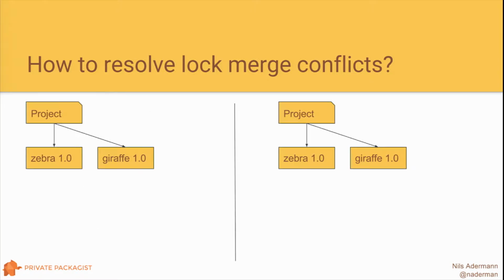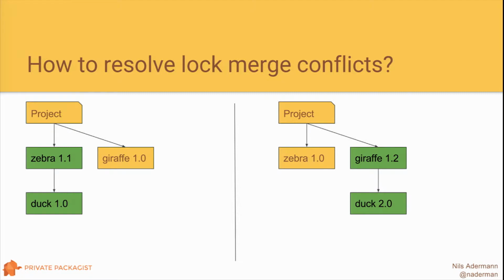Now, why is it that this is necessary? Let's look back at the example, right? So I have zebra and giraffe here on both sides. This is my master branch on the left here. Somebody updates zebra to 1.1, and this introduces a dependency on duck. Duck 1.0 is the latest at the time.